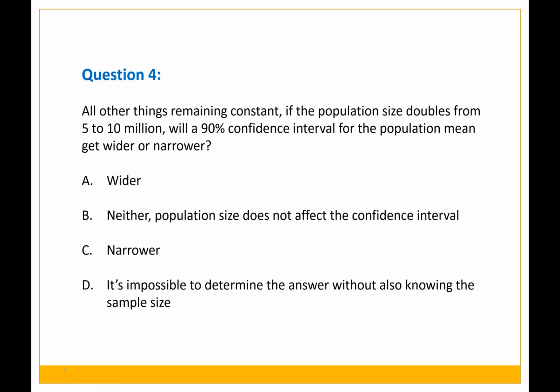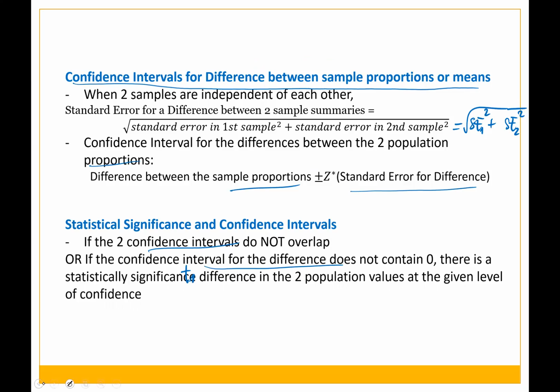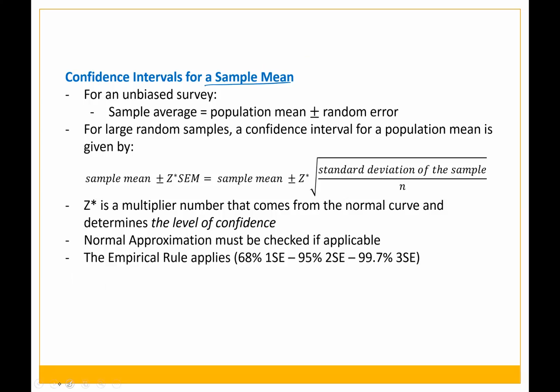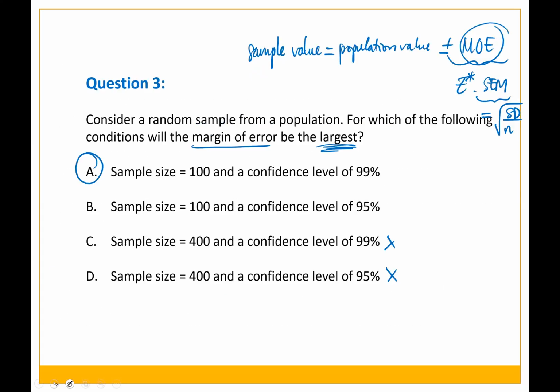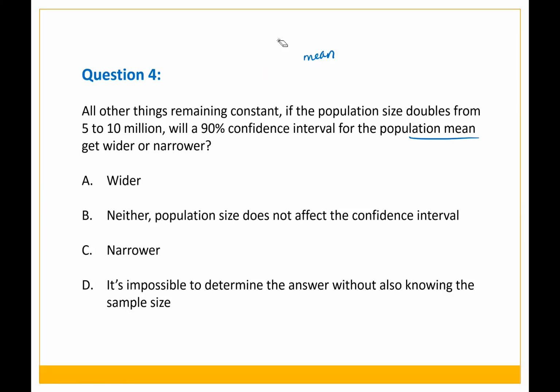Question 4. All other things remaining constant, if the population size doubles from 5 to 10 million, will a 90% confidence interval for the population mean get wider or narrower? Now we're looking at the mean. So we have the population mean, and this one is the sample mean.